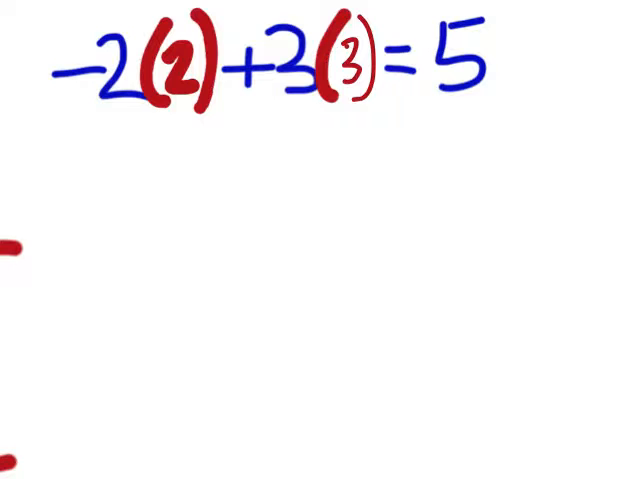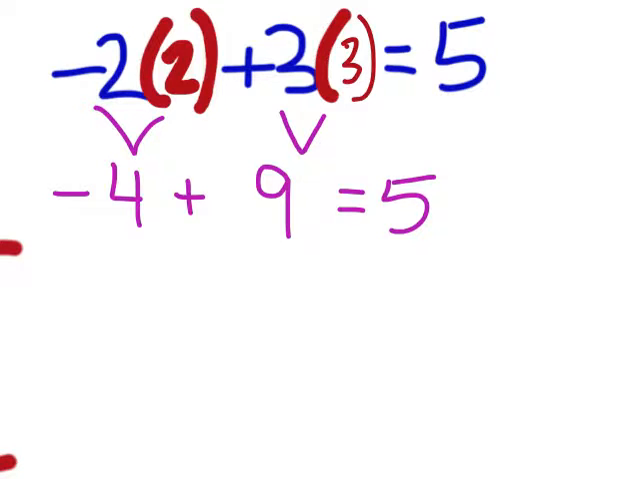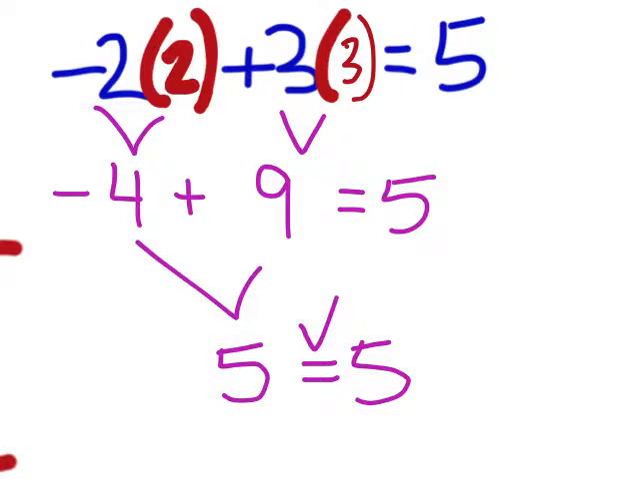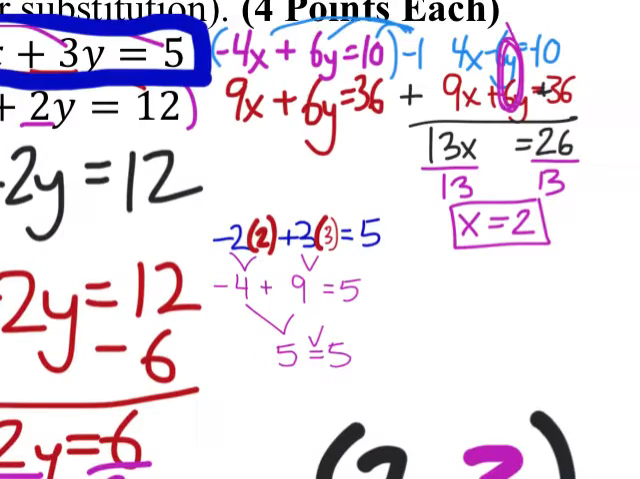All right, we'll see if this is a true statement here, okay? So negative 2 times 2 is 4, plus 3 times 3 is 9. Sorry, that's negative 4. This needs to equal 5. Negative 4 plus 9 is 5. So this is a true statement, and we are good on this problem, okay?